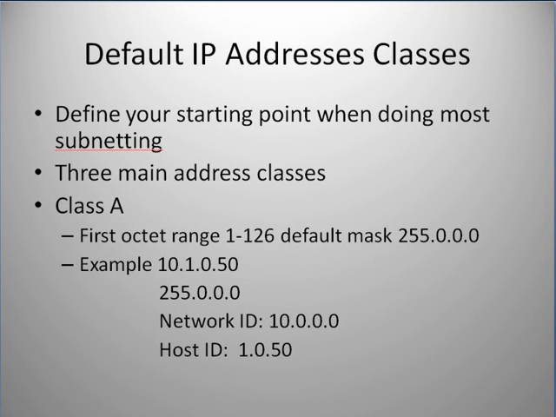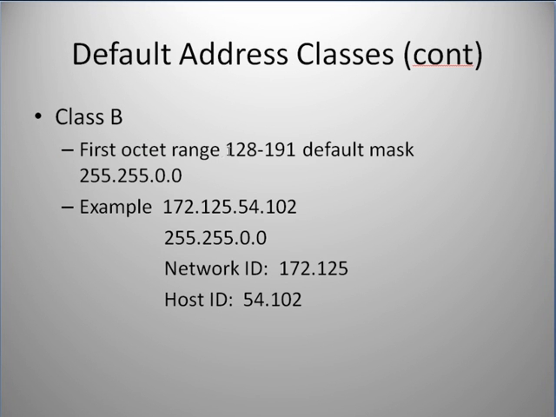A Class B address space starts off with 128 and ends at 191. So anytime you see a 128 through a 191 in the first octet, this is a Class B address, which by default has a subnet mask of 255.255.0.0.